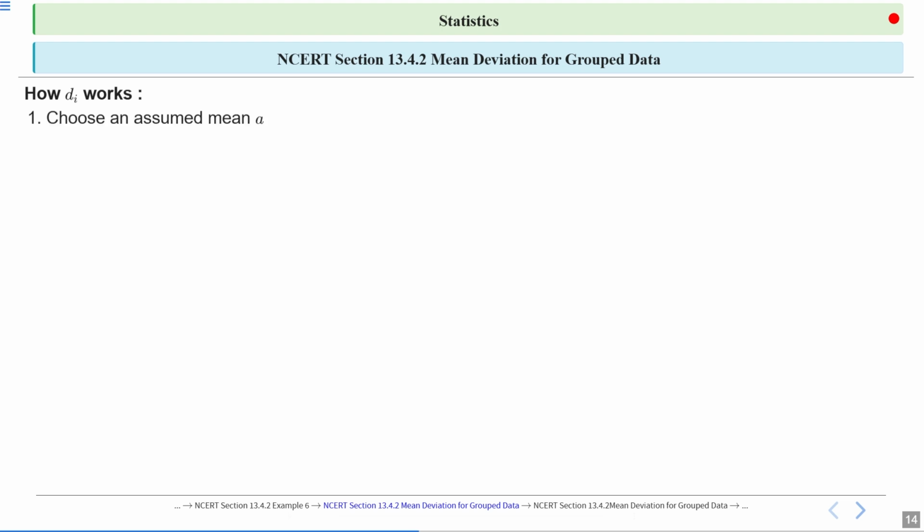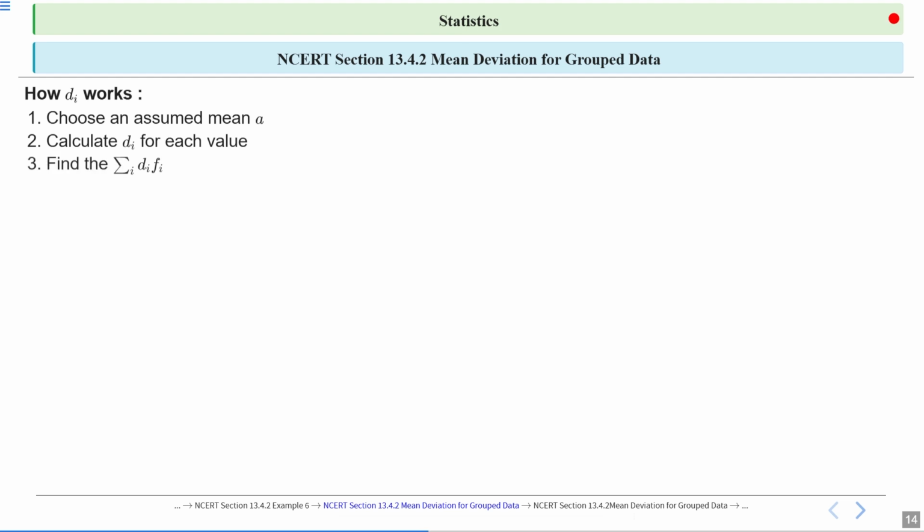So first we need to choose an assumed mean, which we call a. The assumed mean is usually a value from the data set that makes calculations easier, often a central or convenient number. So this step helps us work with smaller numbers in the next calculations. Next, we calculate di for each value in our dataset. The formula is di equal to xi minus a, where xi is the actual data value and a is the assumed mean we just chose.